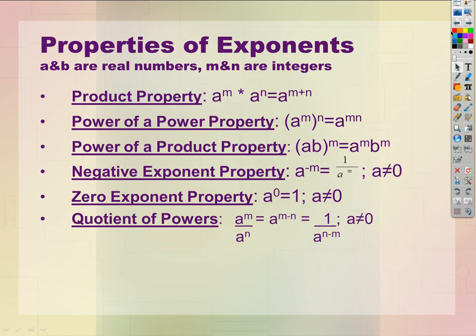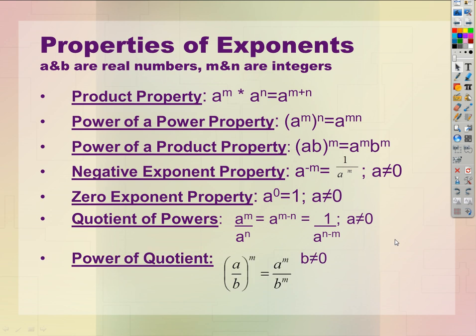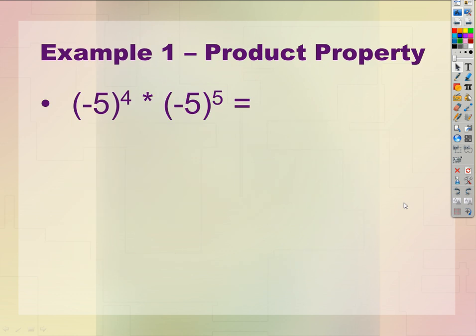Easily done. And then the power of quotients, this is no big deal. This is just like the power of a product. If I have a quotient all taken to a power, I just distribute. Okay? Just like I did with the product. So the quantity A divided by B to the M is just A to the M over B to the M. Okay? All right, so let's look at a couple quick examples.